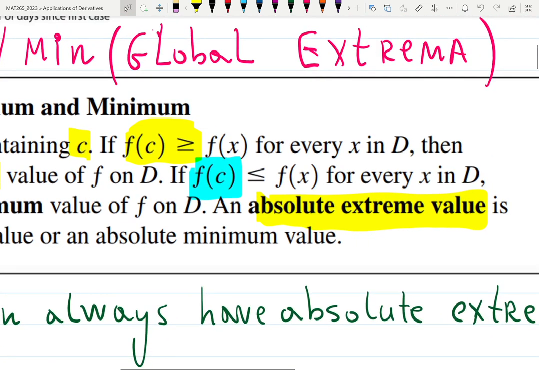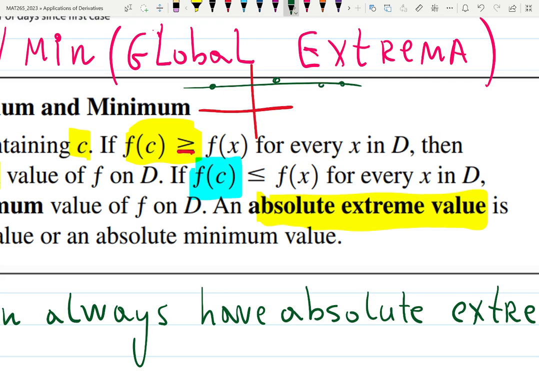A constant still works by the definition because it did include equality. Very good question. If I have x and y and there's a constant, every point is an absolute maximum and an absolute minimum. They're just all the same because of this equal sign. So greater or equal. Very clever that you asked about that.